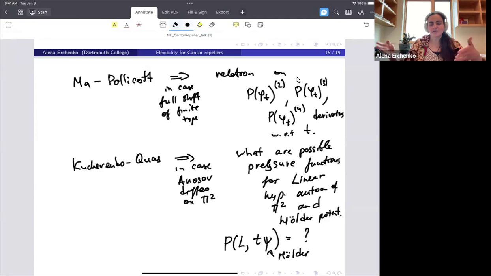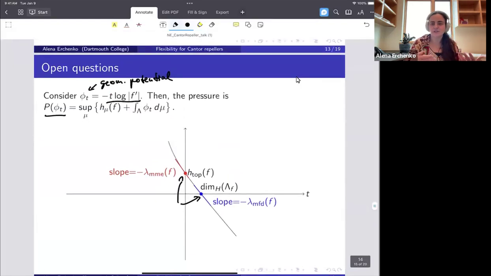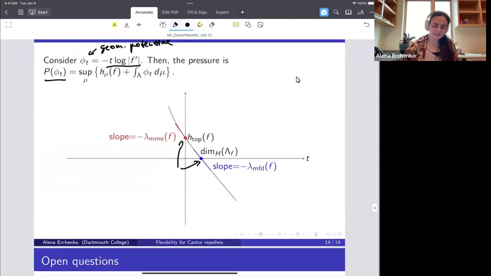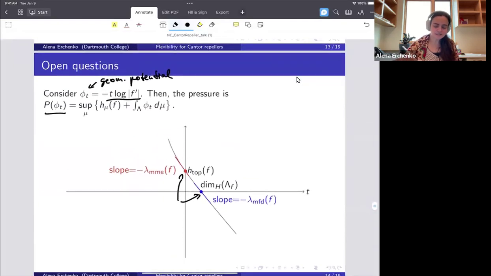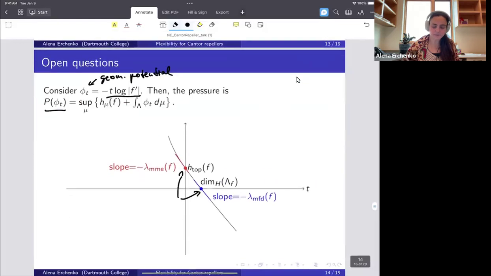So if you understand those, you basically understand the one for the geometric potential, the one where we're geometrically looking at the expansion of this map. And in the case of Anosov, it's the unstable expansion. So a natural question is whether similar information is true for the case of Cantor repellers.